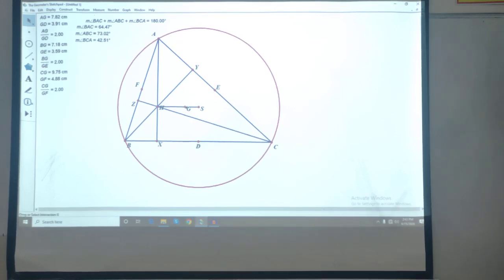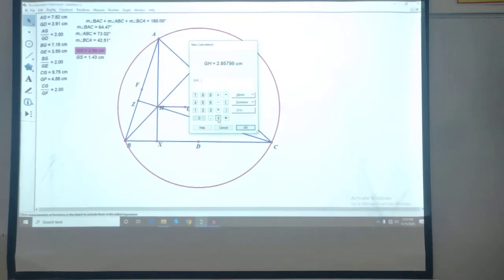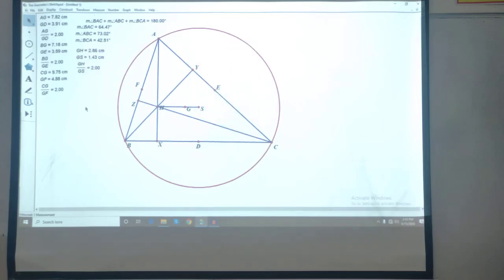And one more important result I would like to mention. If I join GH, I'm just measuring its distance. GH is 2.86 centimeters. GS is 1.40 centimeters. We can calculate GH divided by GS. The ratio is 2:1. So you can verify these results. The centroid divides HS always in the ratio 2:1, and H, G, S are always collinear. And one more important result is that when the triangle is an acute angle triangle, H, G, S lie inside the triangle.